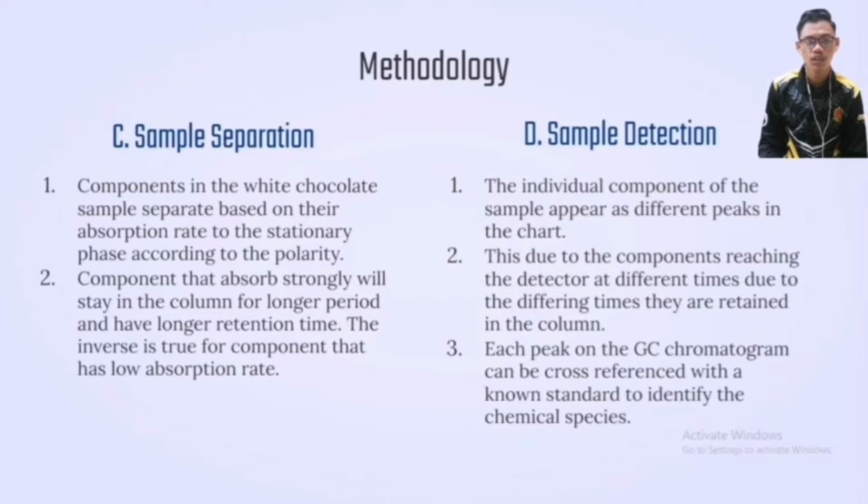Components that absorb strongly will stay in the column for a longer period and have a longer retention time. The inverse is true for components that have a low absorption rate. For sample detection, the individual components of the sample appear as different peaks in the chart. This is due to the components reaching the detector at different times because of the differing times they are retained in the column. Each peak on the GC chromatogram can be cross-referenced with a known standard to identify the chemical species.